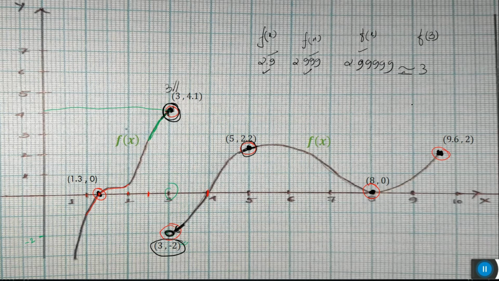Then you come from right hand side towards 3. Okay, right hand side means 3.01, 3.0001, 3.00000001. So you come towards 3 from the right hand side. See, now you can take one more value, 3.1. Okay, so 3.1 is here, and 3.01 will be here, more closer and closer. Okay, so you come from right hand side and you check your f(x) value at these places.